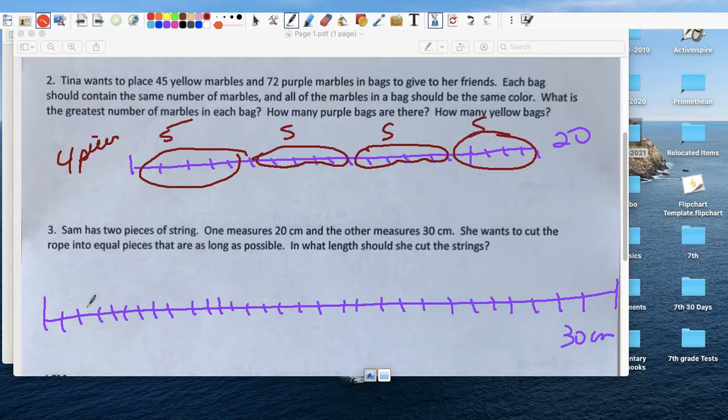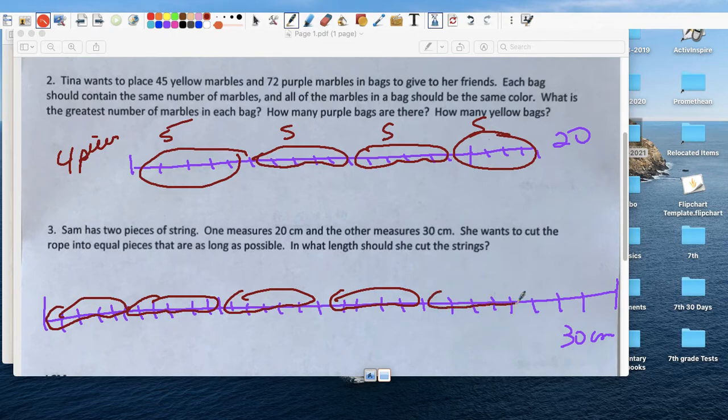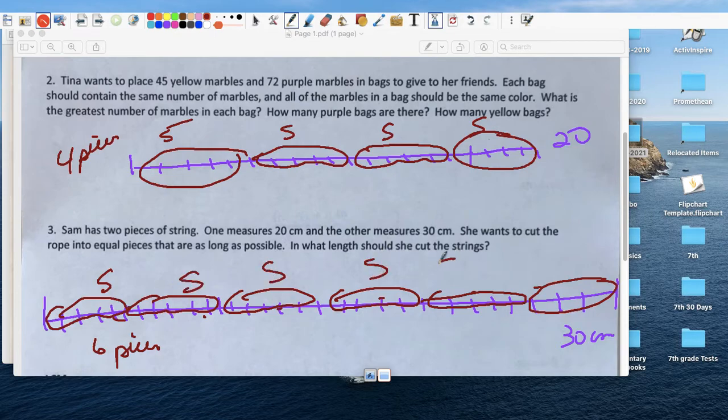Can I do 5 on the 30? 1, 2, 3, 4, 5, again and again. I can cut it. And I'm missing one, okay? But it should have been 6. So I can do 6 pieces. This is 5, 5, 5. Everything is the same size.